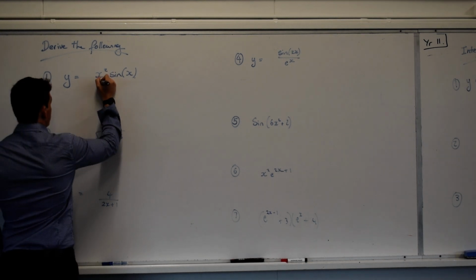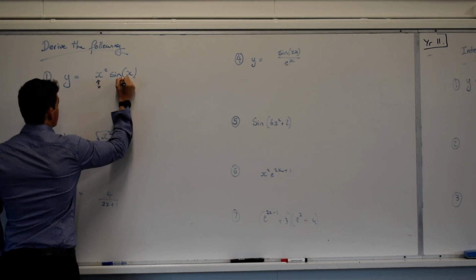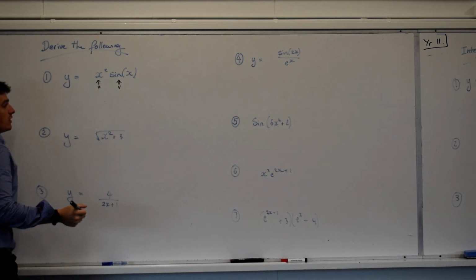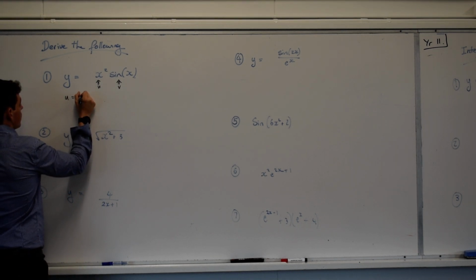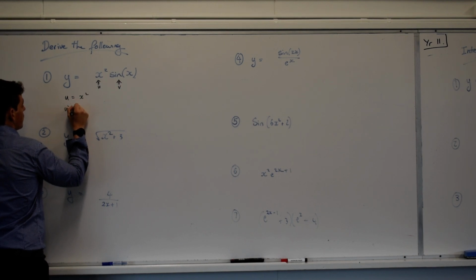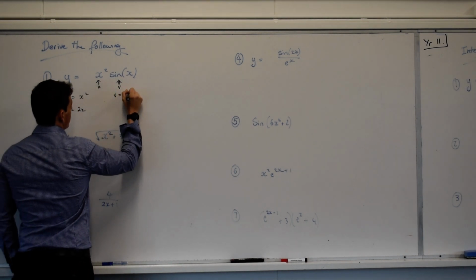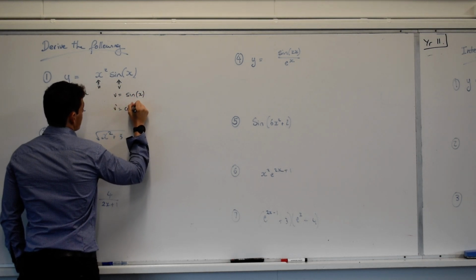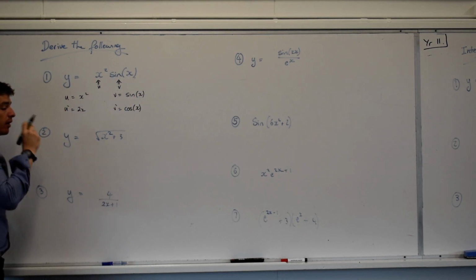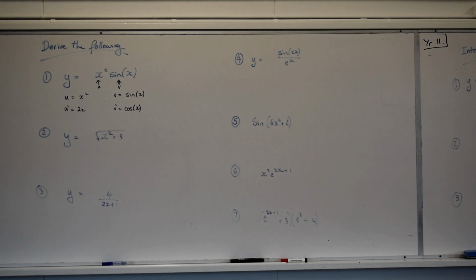Function times function. Now you can do it, there's a few different ways you can represent that. I like to use U and V just because that's how I was taught, but you can use the HX and the GX. So U equals x squared, U dash equals 2x, V equals sine x, V dash equals cos x. Very important that we remember when we're deriving and integrating which one becomes positive, which one becomes negative.